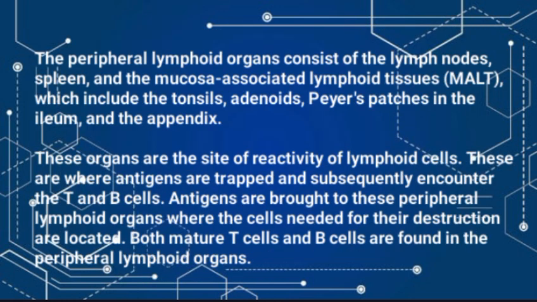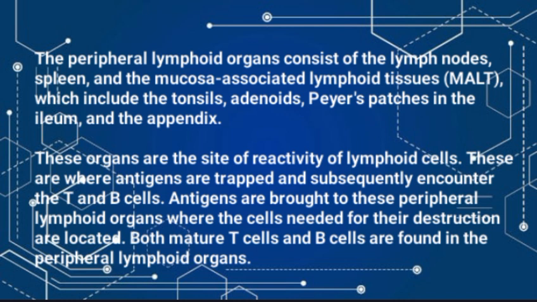The peripheral lymphoid organs consist of the lymph nodes, spleen, and the mucosa-associated lymphoid tissues, which include the tonsils, adenoids, Peyer's patches in the ileum, and the appendix. These organs are the site of reactivity of lymphoid cells. These are where antigens are trapped and subsequently encounter the T and the B cells. Antigens are brought to these peripheral lymphoid organs where the cells needed for their destruction are located. Both mature T cells and B cells are found in the peripheral lymphoid organs.